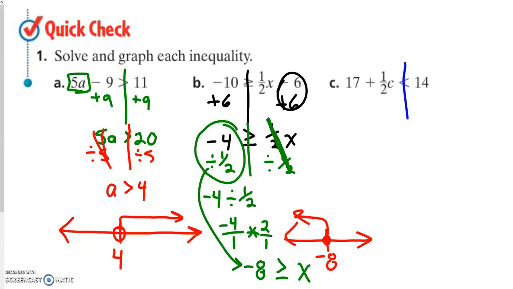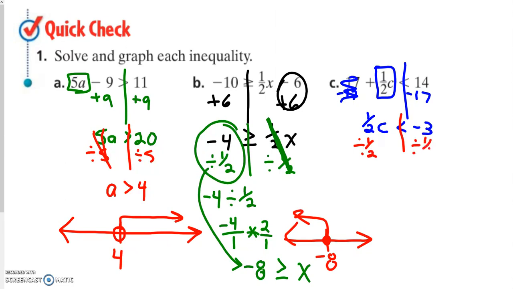Same thing here. I need to get this all alone, so I'm going to subtract 17. 14 minus 17 is negative 3. Inequality symbol drops down. I have 1/2 c is less than negative 3. I'm going to divide by a half. Half divided by a half, that's 1. 1c. c is all alone.